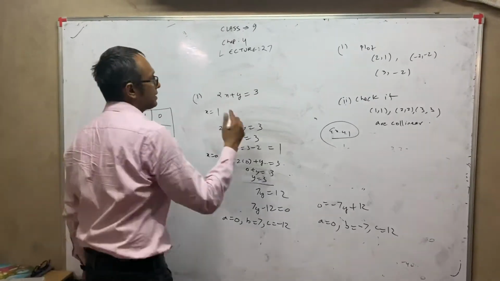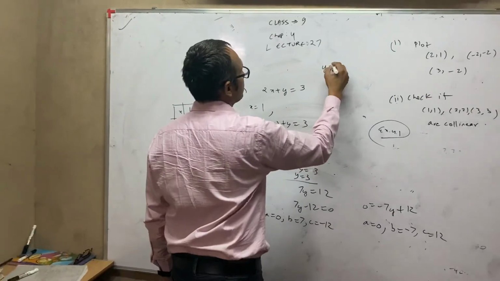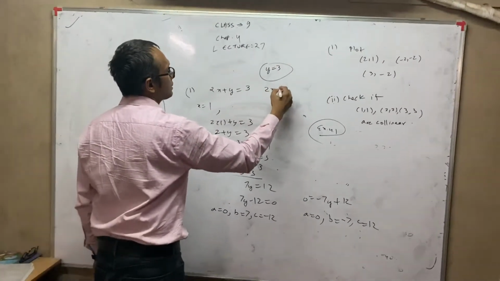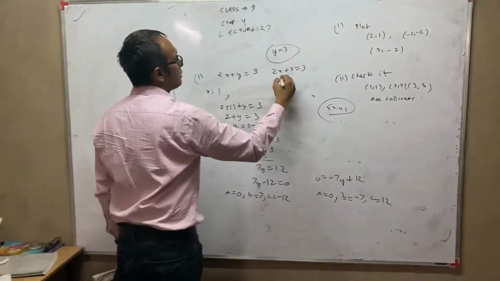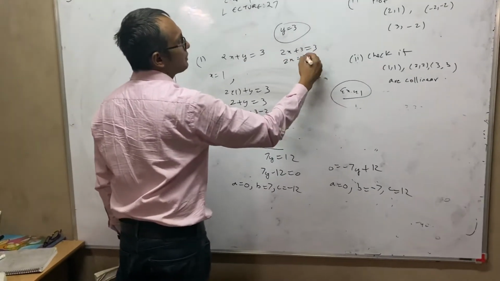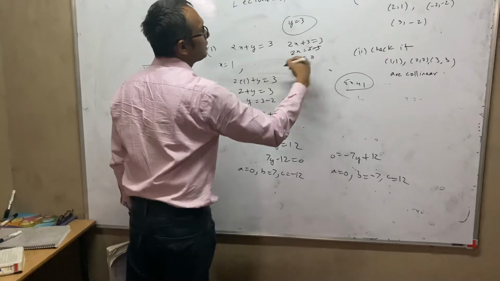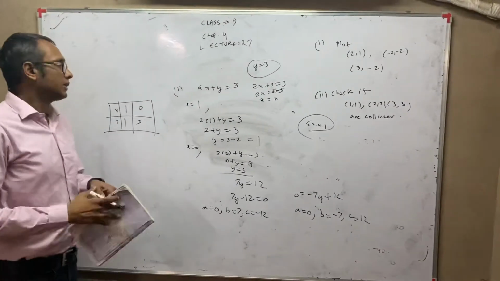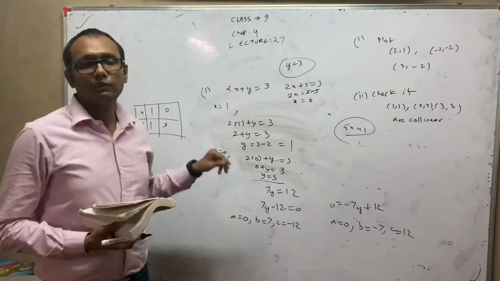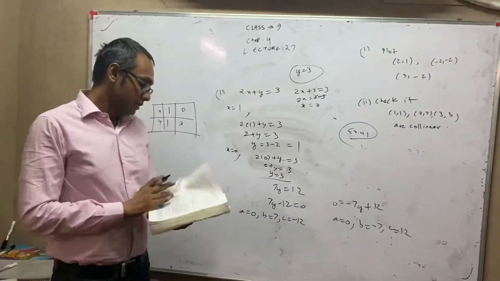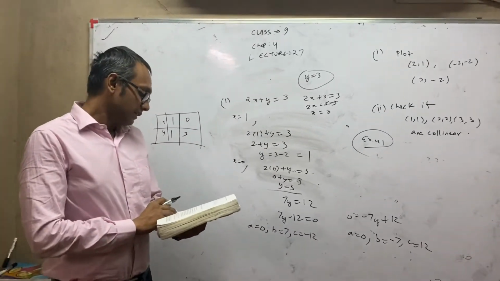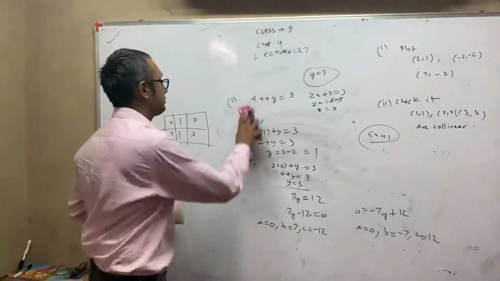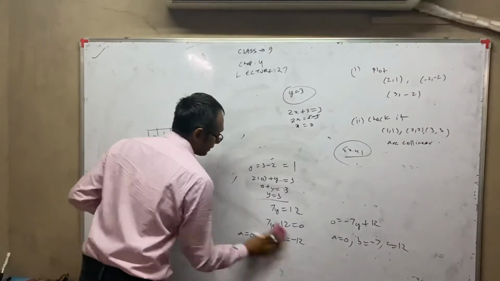For example, if in this equation I put y equal to 3, if I put 2x plus 3 equal to 3, 2x is equal to 3 minus 3, which is obviously 0, so x will be 0. Okay, so we can get many solutions. Whatever is easier for us, we put that value and get the solution. So I will be giving you a few more. We'll do a couple more sums like this.